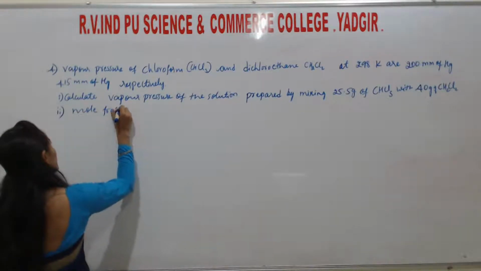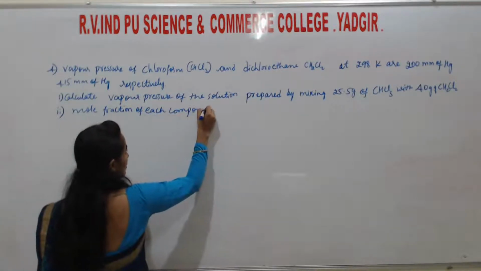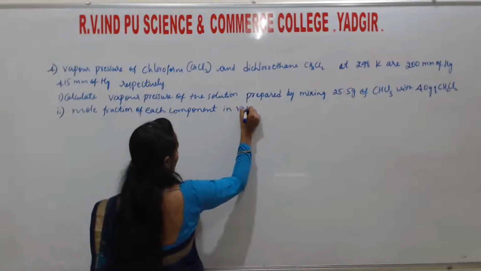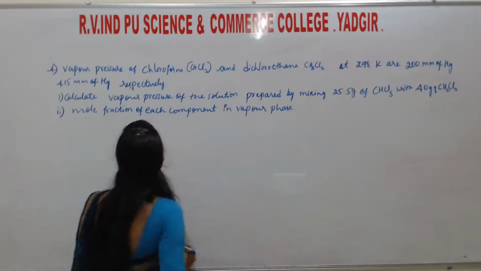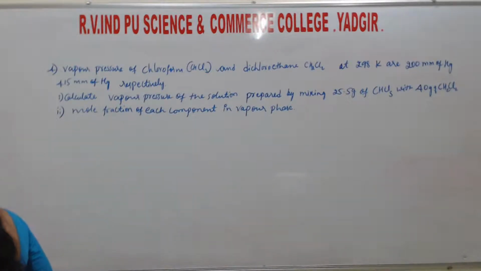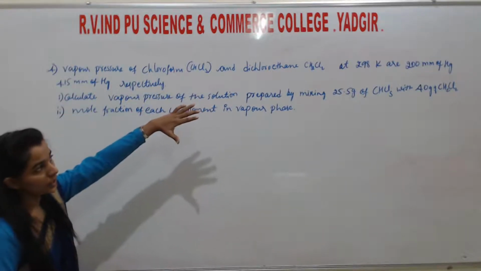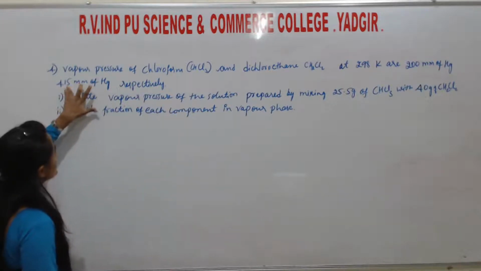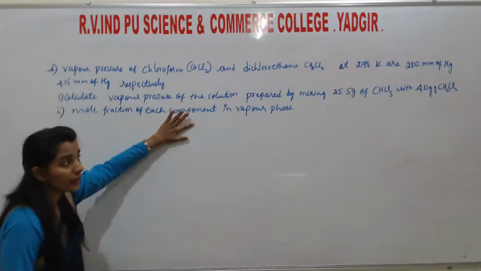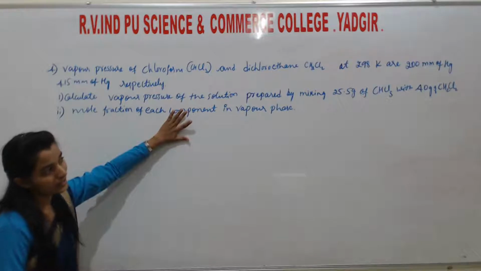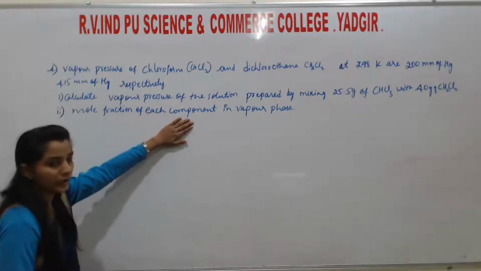in vapor phase. Okay, this is the question. What are given here? So listen, the vapor pressure of chloroform and dichloromethane at 298 Kelvin are 200 and 415 mm of Hg respectively. Calculate vapor pressure of the solution prepared by mixing 25.5 gram of the CHCl3 with 40 gram of CH2Cl2. Next, mole fraction of each component in vapor phase.